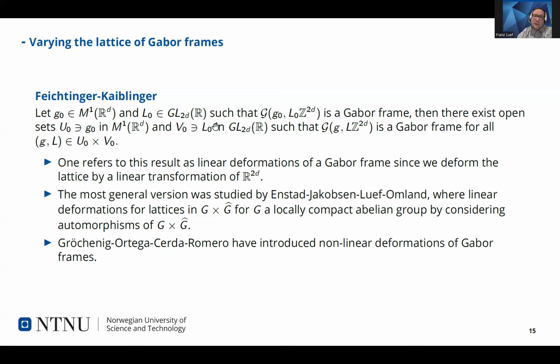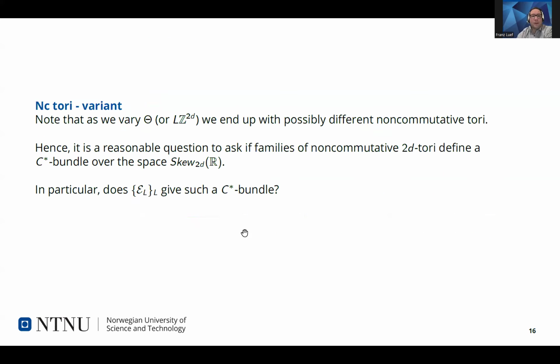Okay, and so this was the starting point. Is there a way to phrase this statement in terms of Heisenberg modules and noncommutative tori? So that's the second part. In other words, we vary the L, which we know also means that we vary the theta, and then of course we end up with different noncommutative tori, and so we have to make sense of this.